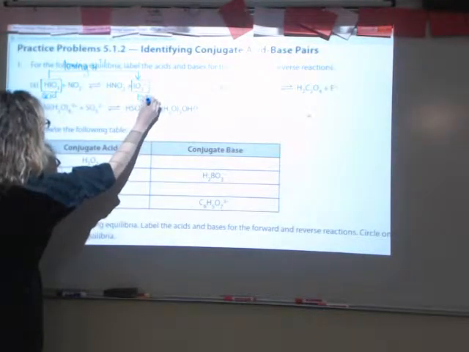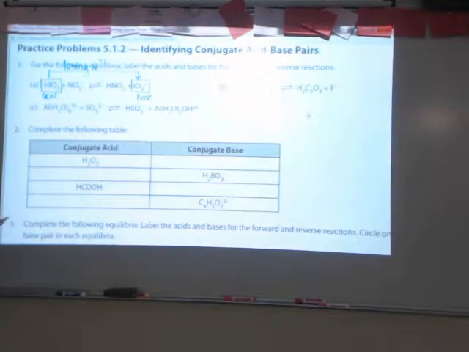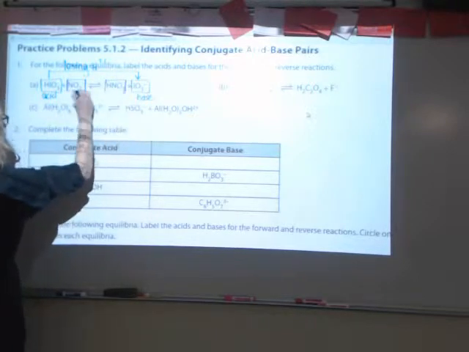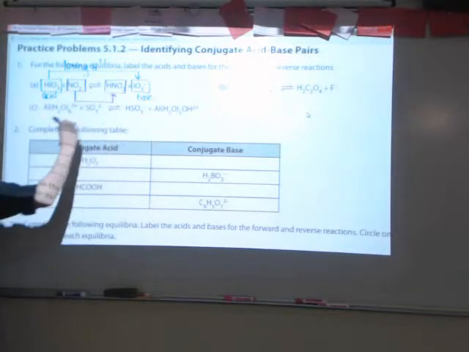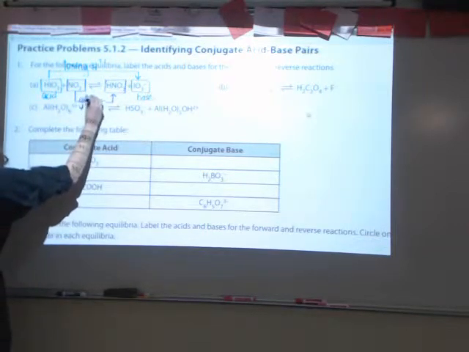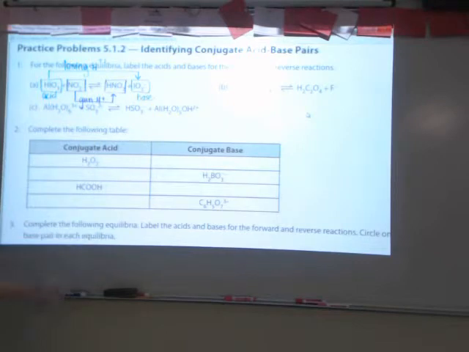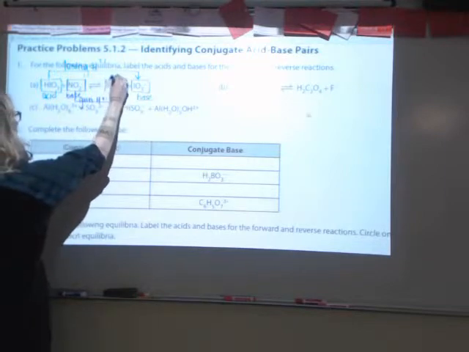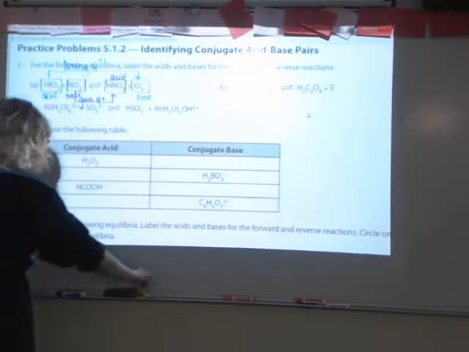Okay? Then I'm going to partner up NO2 negative 1 with HNO2, and I'm reading it from left to right, gaining or losing a hydrogen? Gaining. If I gain a hydrogen, according to Bronsted-Lowry, that reactant is a base, which means its partner on the other side is an acid. Now I'm going to show you one more thing.